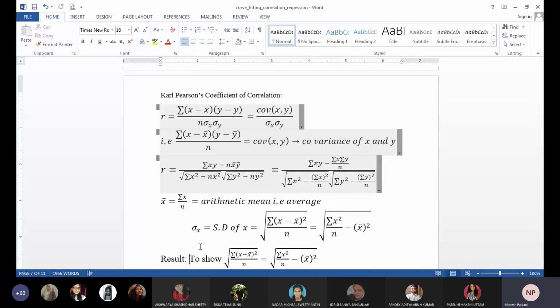So r is given by summation x minus x bar into y minus y bar divided by n into sigma x into sigma y, which can also be written as covariance of xy divided by sigma x into sigma y, where your covariance of xy is nothing but summation x minus x bar into y minus y bar divided by n.